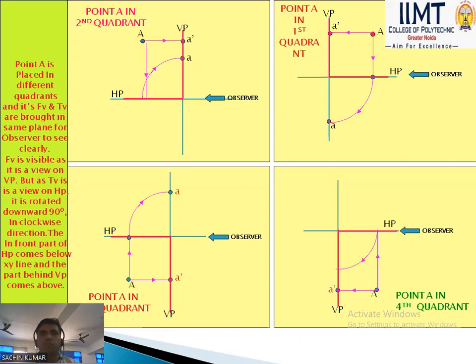After that, the same process is followed. The horizontal plane is rotated by 90 degrees in the clockwise direction. The point goes to the vertical plane, so that is the vertical plane, A dash.